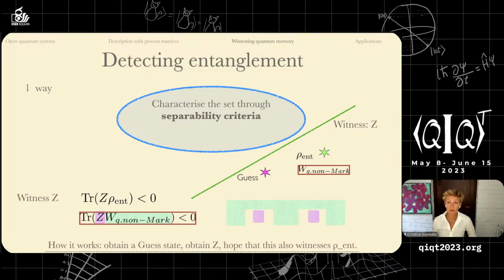So what you do is you guess more or less where the state is, and you obtain a witness for that state, for the guess. And you hope that this witness also works for the real state. But it's not always the case. It could be that your guess is away from the actual entanglement in such a way that the witness doesn't work anymore. It's not on the other side of the witness.